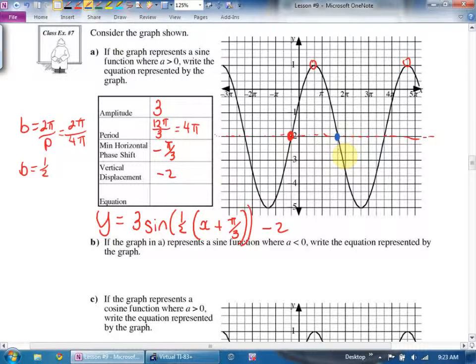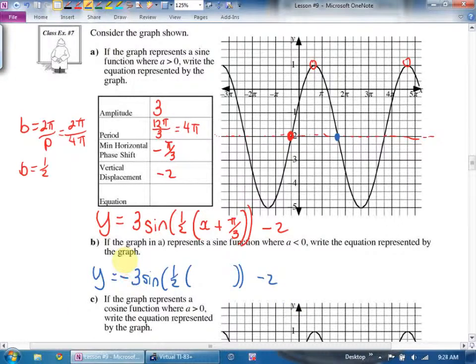The equation's going to be nearly identical. Just watch for a second. The y is not going to change. The amplitude is not going to change. The sine is not going to change. The b, because the period is not going to change. And the vertical displacement is not going to change. What is going to change? Two things. Negative. And my phase shift.